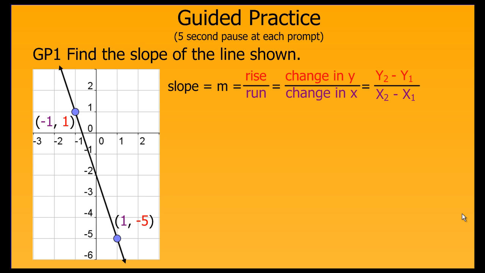Now what? Now we pick any 2 points on the line. We try to pick points that are easy to work with, so I picked -1, 1 and 1, -5. But you could pick any points you wish. After we pick the 2 points, what do we do next?